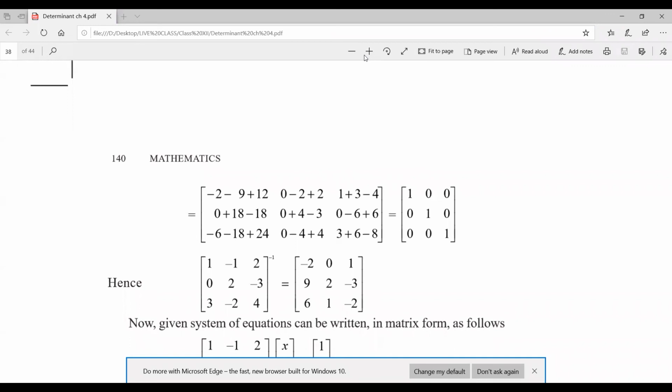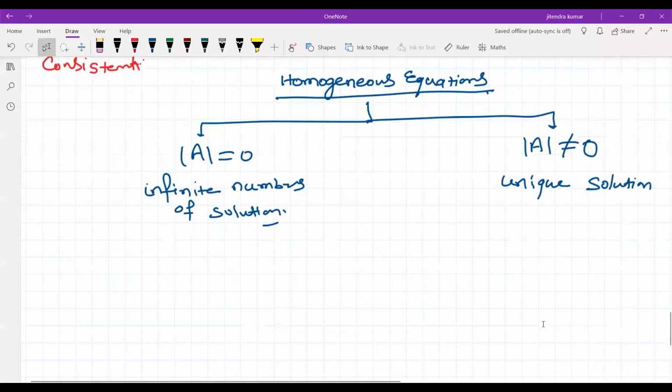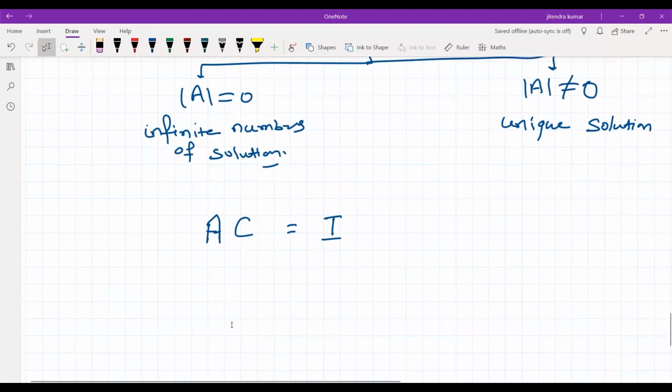So let me explain here. Basically there is the A matrix that is required. There is another matrix, let's consider that matrix as C, such that A into C is equal to I. So now in this type of question, we need to find A inverse.